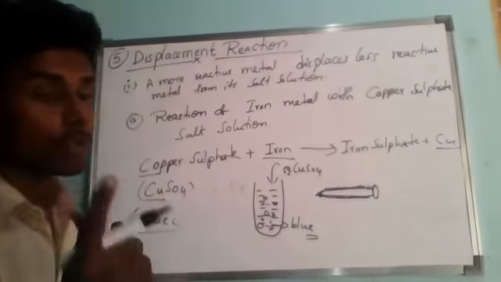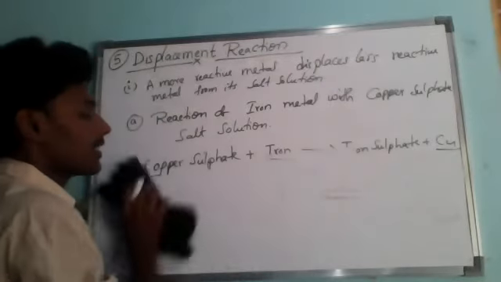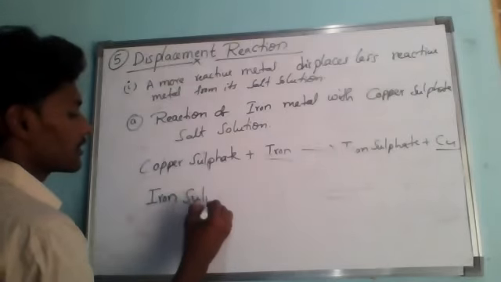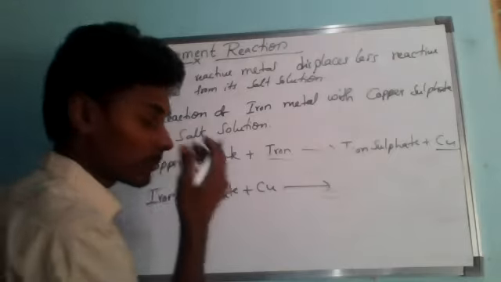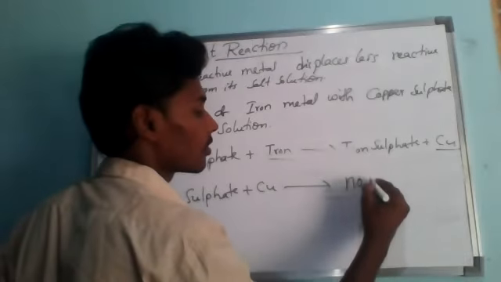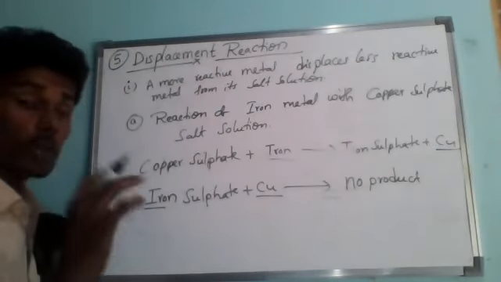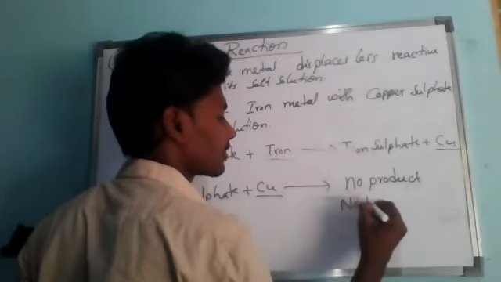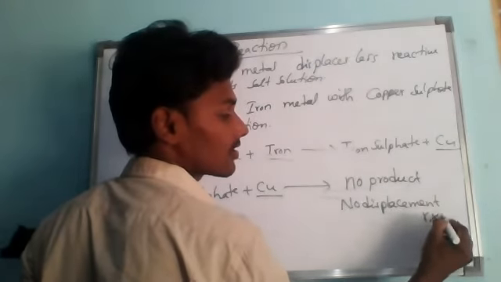Here you remember, suppose we take the reverse reaction of this. Instead of copper sulfate solution, if I take iron sulfate solution, just the reverse, and if I add a copper piece or copper sheet, then what is the product which we get? We get no products, because compared to copper, iron is more reactive. So copper cannot displace the iron. So here, no displacement reaction. No displacement reaction.